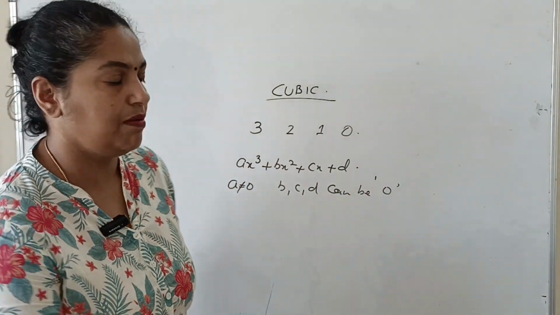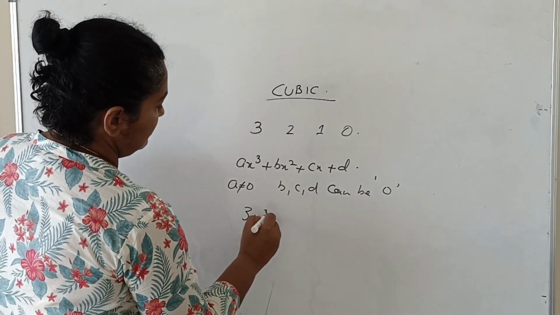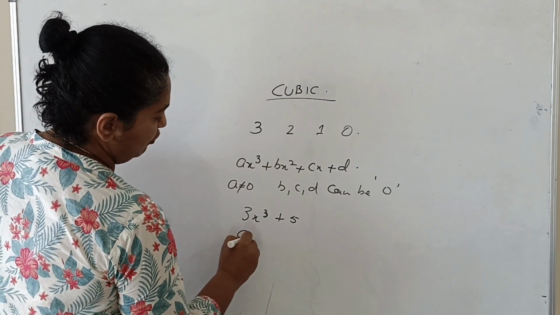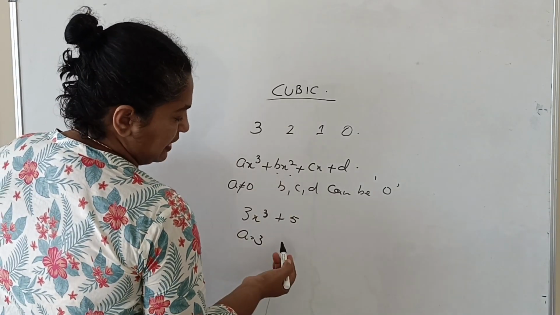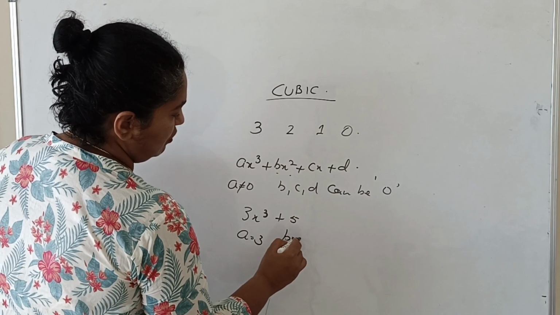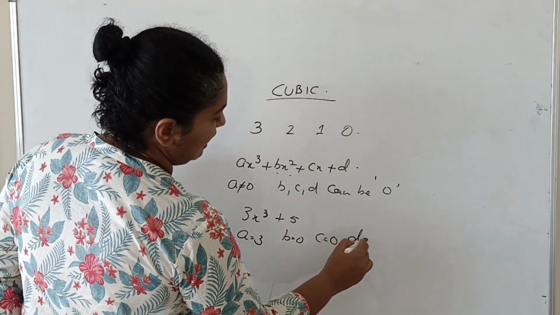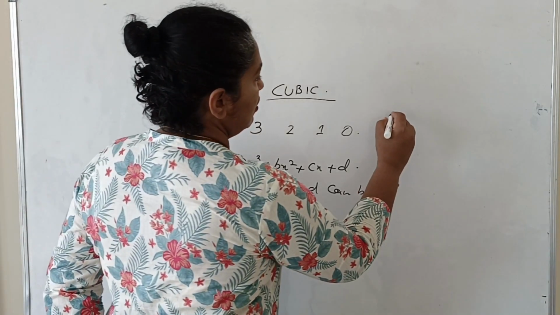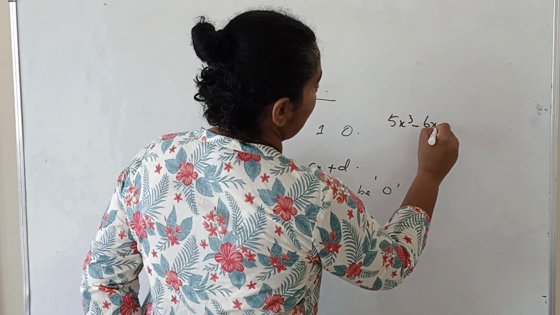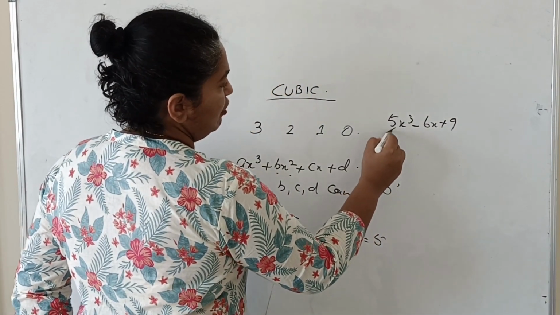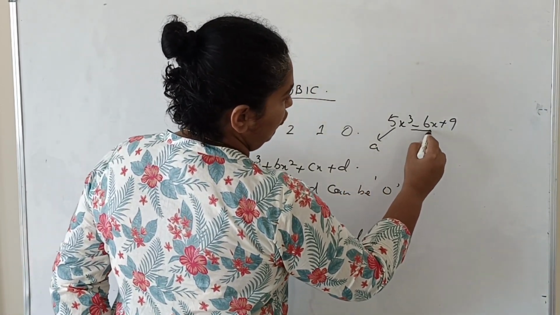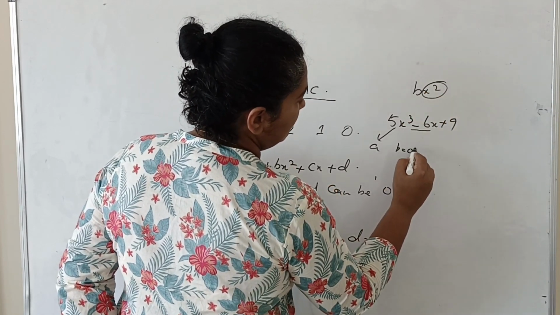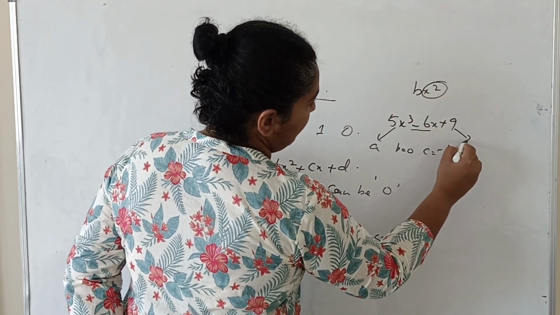Okay, let us take some examples. 3x cube plus 5. Compare with the general form. The value of a is 3, the x square term is not there, so b is 0, c is 0, but the value of d is 5. Okay, 5x cube minus 6x plus 9. The value of a is 5, the x square term is not there, b is 0, c is equal to minus 6 and this is d.